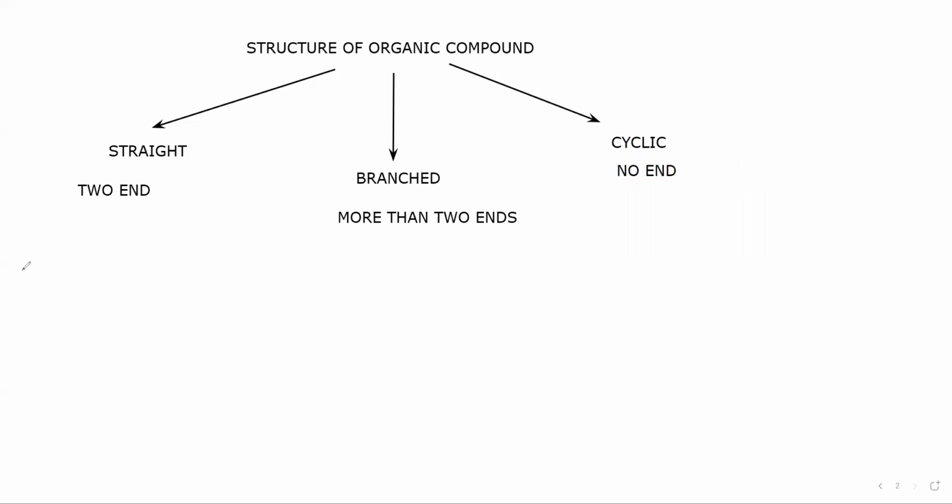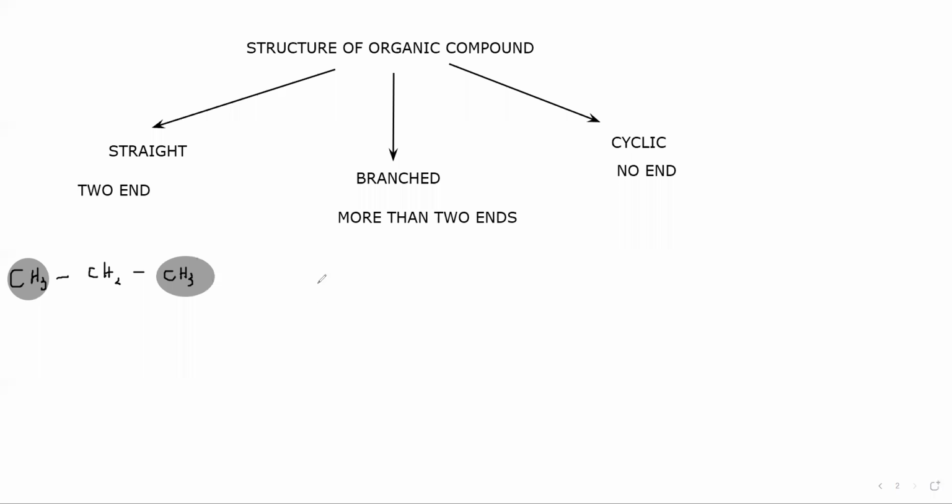So for example, if I write CH3, CH2, CH3, you can see if I start numbering from the right hand side, I will end at this point. So how many ends are there? Only two ends. The right hand side is the first end and the left hand side is the second end.